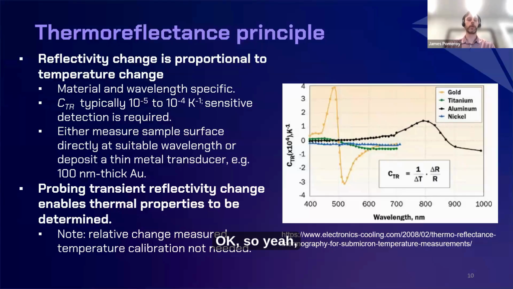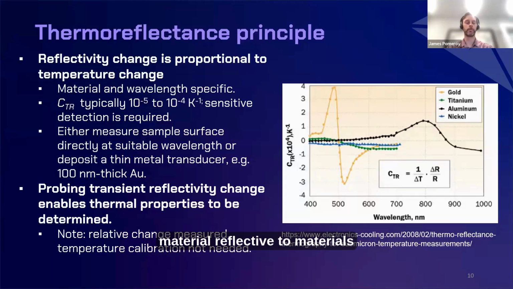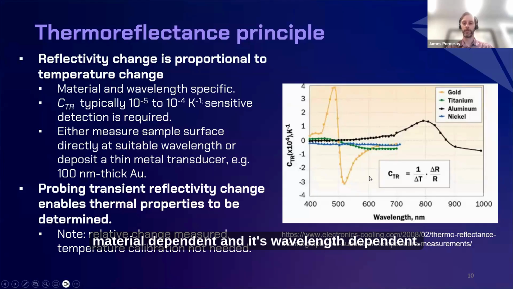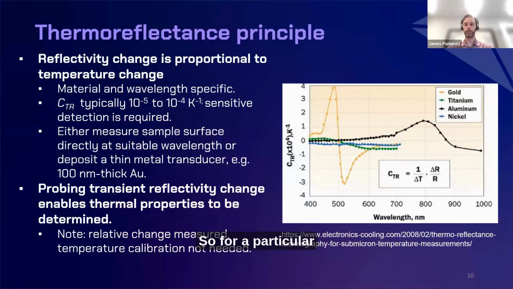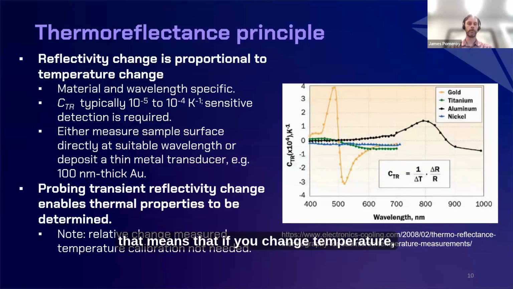Okay, so if there's anyone on the call who's not familiar with thermoreflectance, the basic principle is that the reflectivity of materials changes as a function of temperature, and for small temperature changes, we say it's proportional to temperature change. That proportionality is described by this thermoreflectance coefficient, CTR, and that's material dependent and wavelength dependent. So for a particular material, you can select a wavelength which will give you a good response. That means that if you change temperature, there's a measurable change in reflectivity.